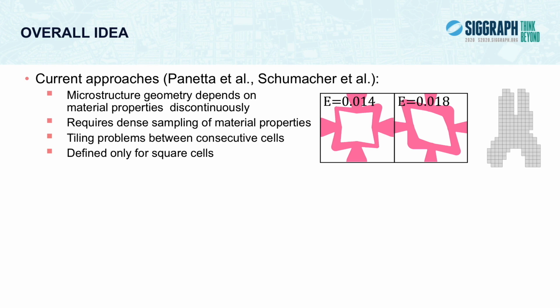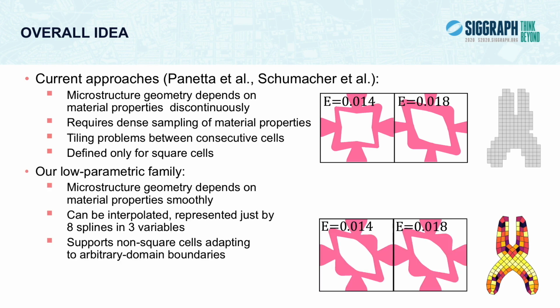We then developed a family of microstructures with geometry varying smoothly as functions of material parameters. Smooth dependence on parameters makes it possible to represent the family as 8 splines. Our family supports non-square cells, which enables much better adaptation to complex domains without losing material property accuracy.